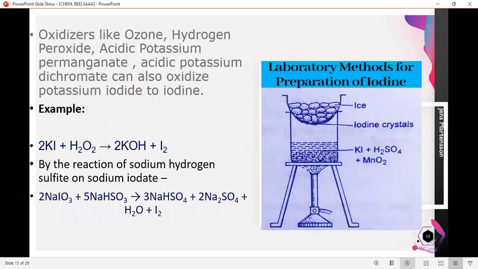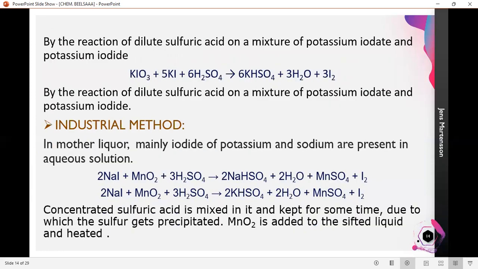Oxidizers like ozone, hydrogen peroxide, acidic potassium permanganate, and acidic potassium dichromate can also oxidize potassium iodide to iodine. Here are the examples. By the reaction of sodium hydrogen sulfate on sodium iodate. By the reaction of dilute sulfuric acid on a mixture of potassium iodate and potassium iodide, here is the reaction.